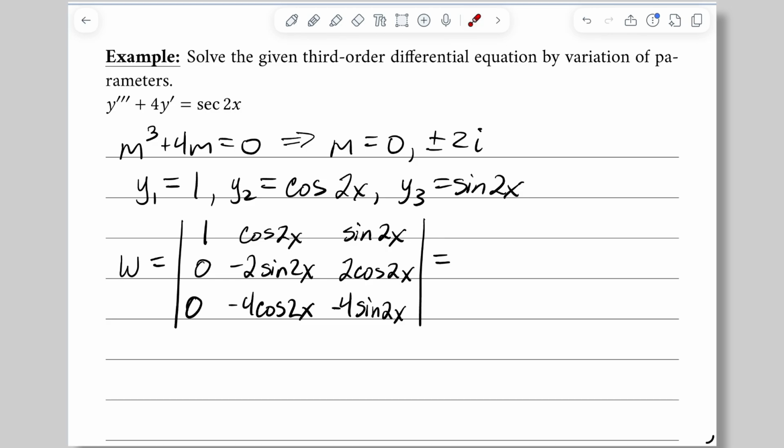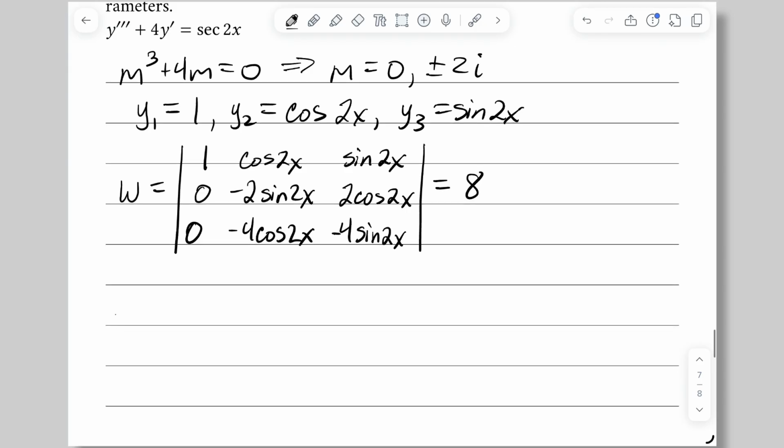And the way we compute this 3 by 3 determinant, I'm going to expand down the first column, taking advantage of those zeros. And so we have 1 times 8 sine squared of 2x plus 8 cosine squared of 2x. I think this whole thing is going to turn out to be 8. That's not really the interesting new or necessary part.